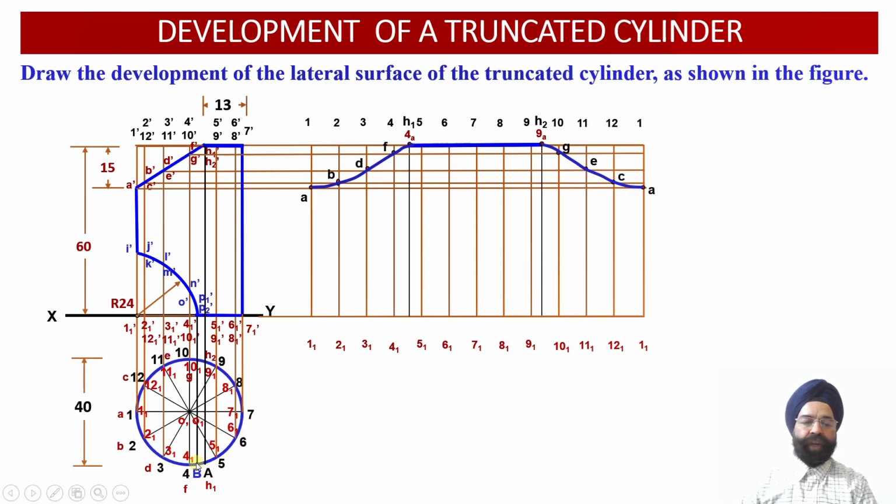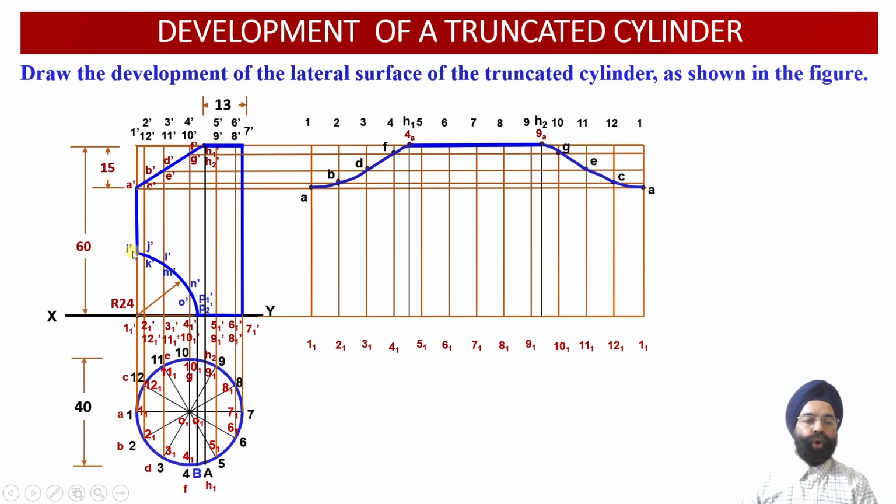So B point is located here, again corresponding to this black projector, which represents the intersection of the base of the cylinder by this circular cutting plane. So now we are going to obtain the point P1 over here between 4 and 5. We are going to obtain point P2 over here between the circumference points 9 and 10.